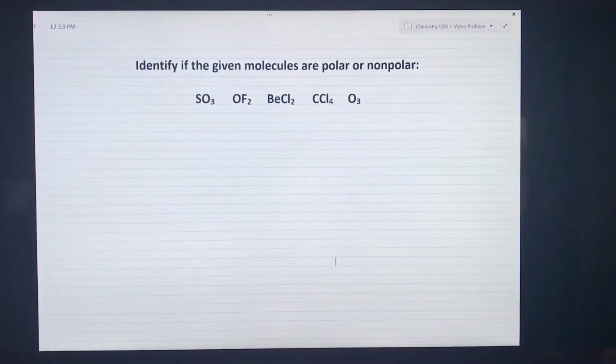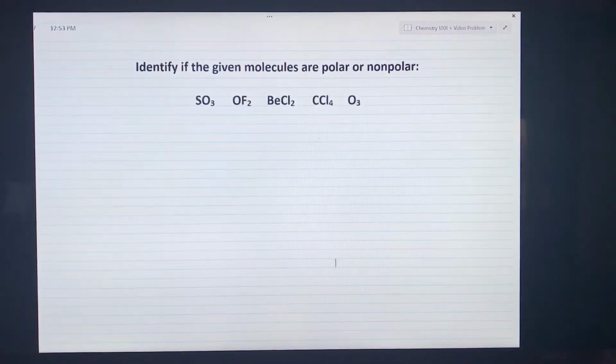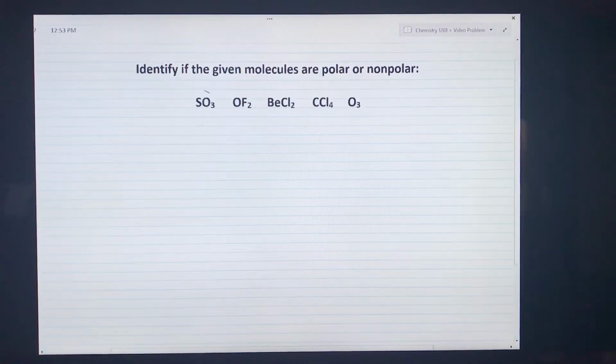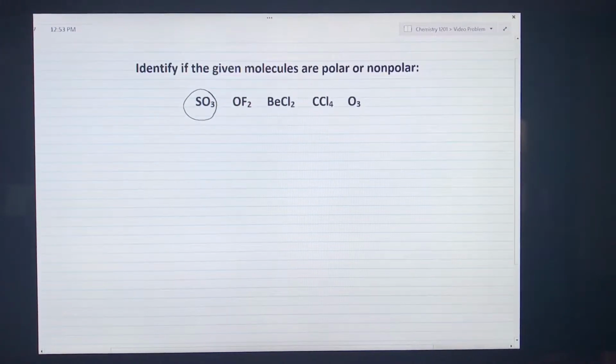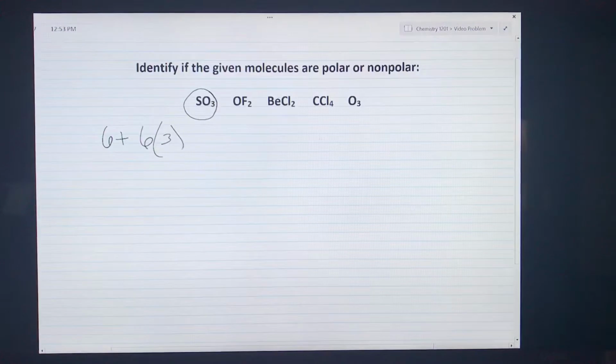Identify if the given molecules are polar or non-polar. Alright, we're going to start with this one. So SO3. S has 6 electrons, and O has 6 as well. But since there's 3 of them, multiply it by 3, which gives you 24.